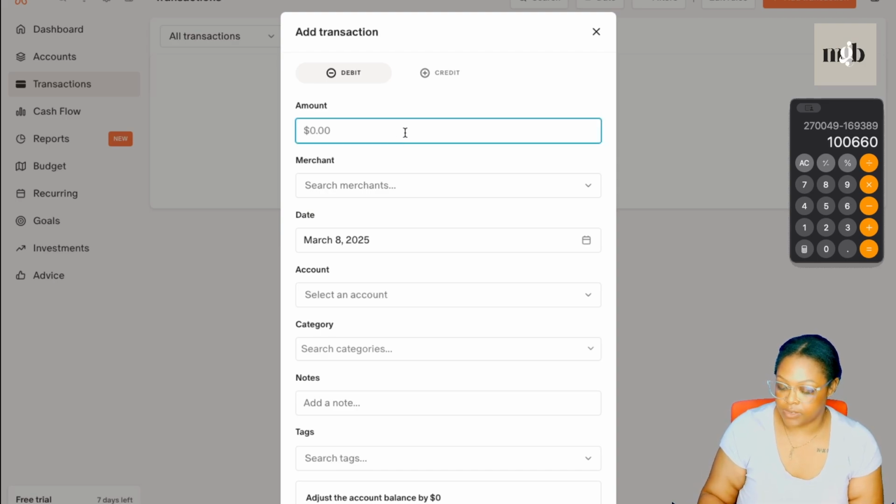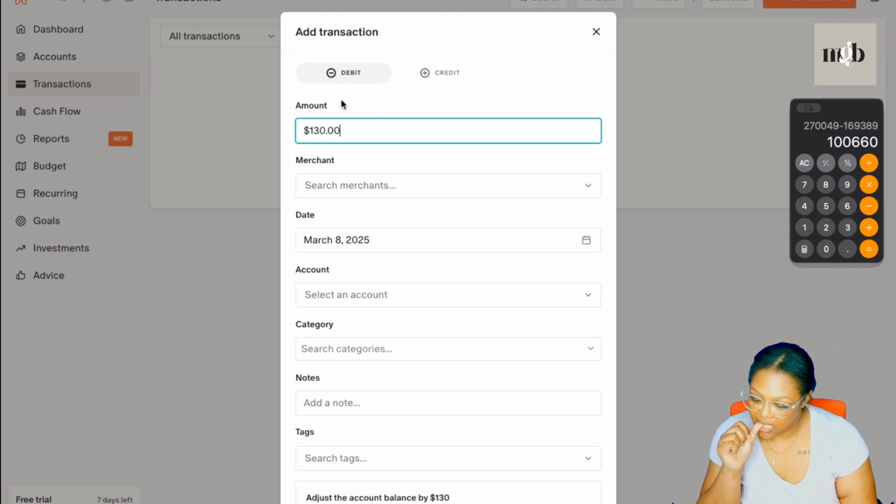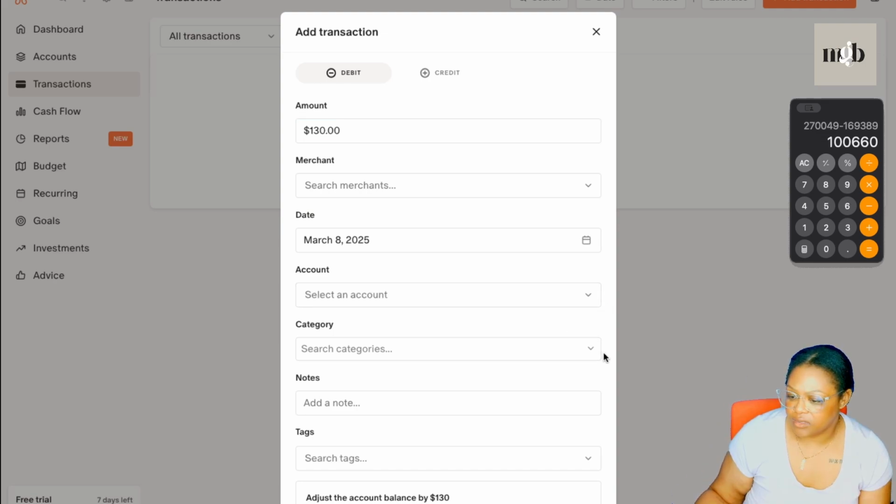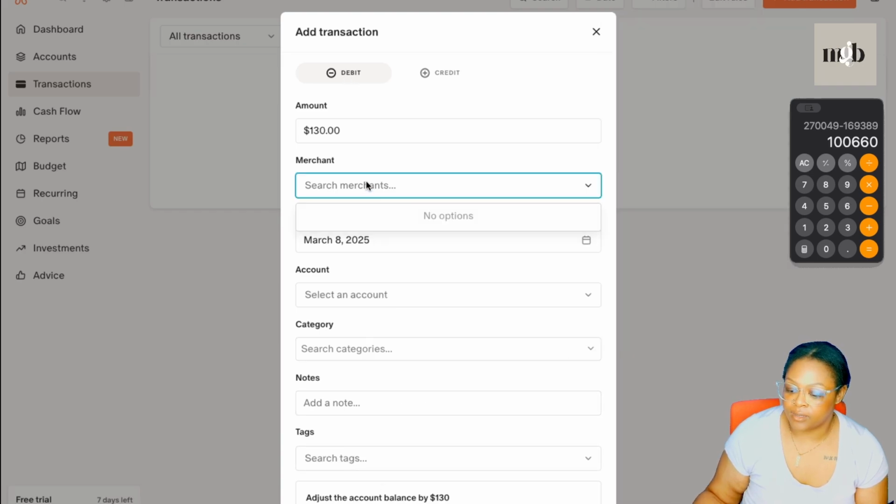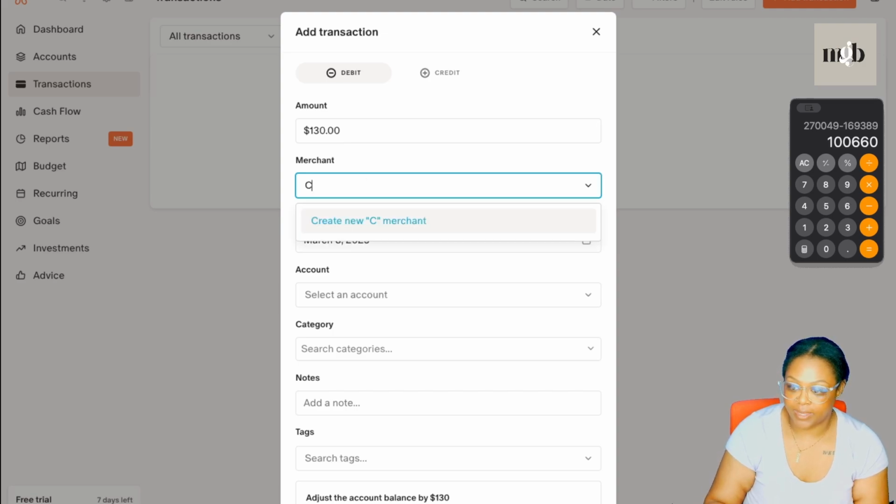Okay, staying with the debit, I got $130. I thought there would be... I wanted this to be a transfer, and then my merchant is going to be, that was for my Capital One Walmart.